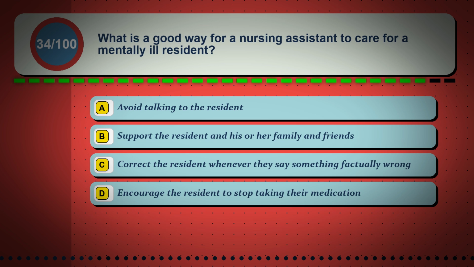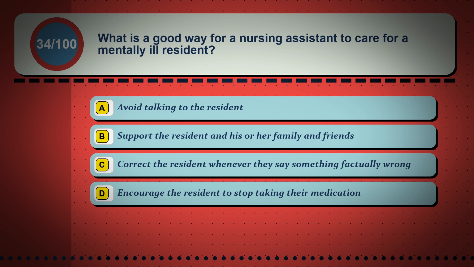Question 34. What is a good way for a nursing assistant to care for a mentally ill resident? Option A. Avoid talking to the resident. Option B. Support the resident and his or her family and friends. Option C. Correct the resident whenever they say something factually wrong. Option D. Encourage the resident to stop taking their medication.